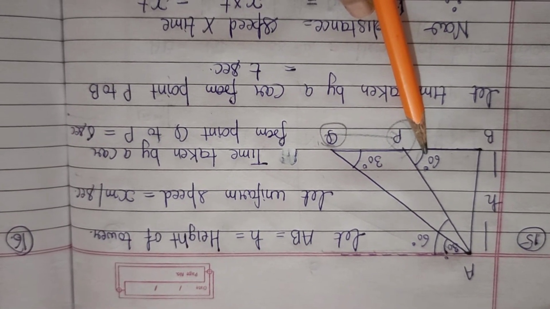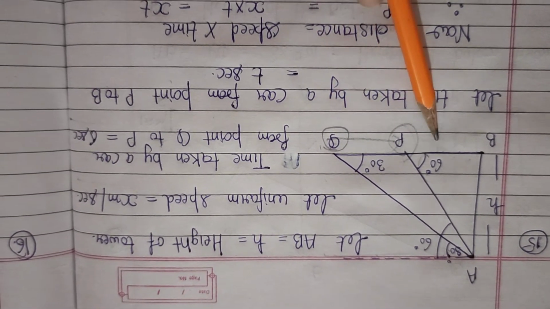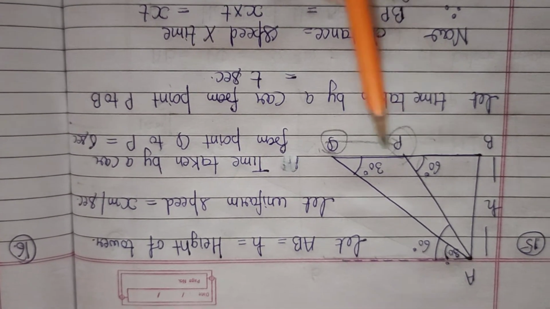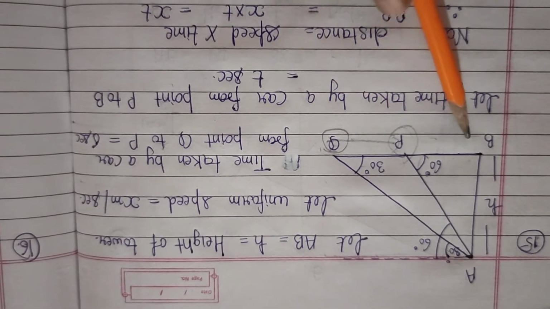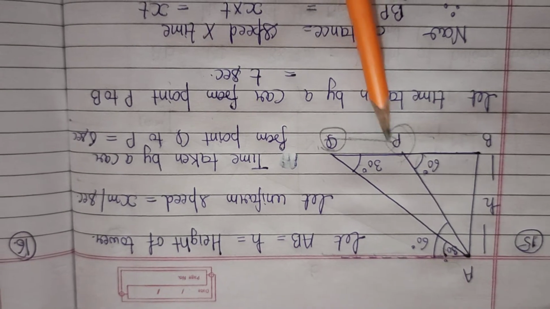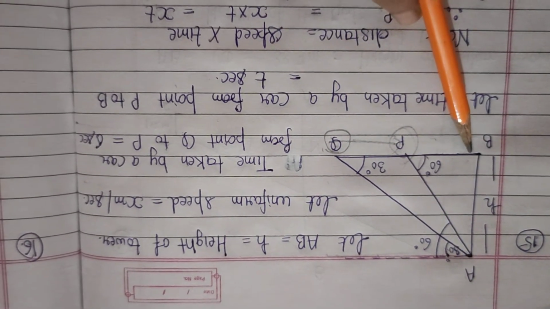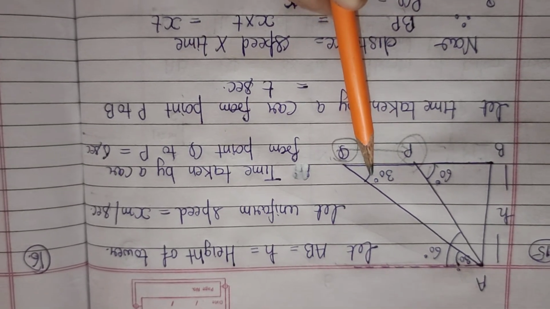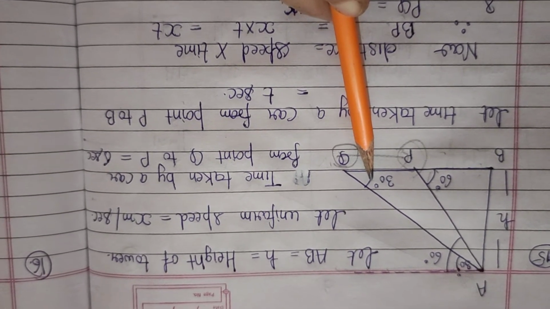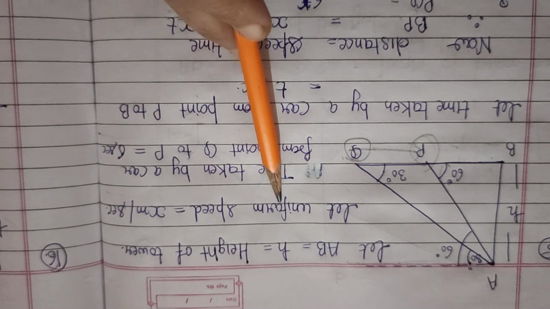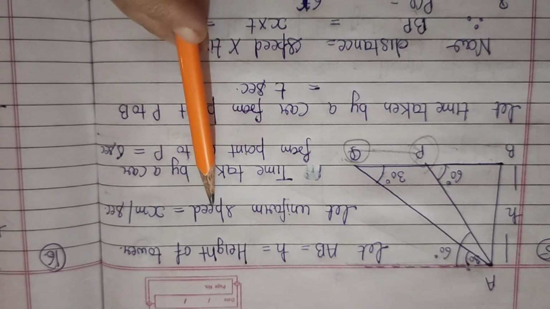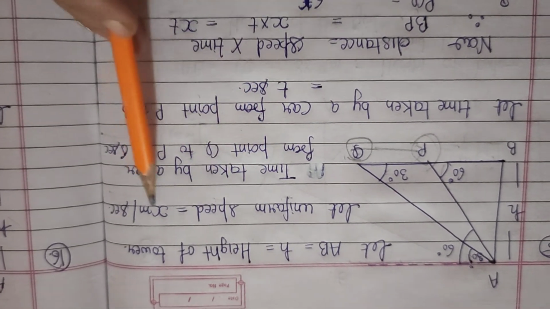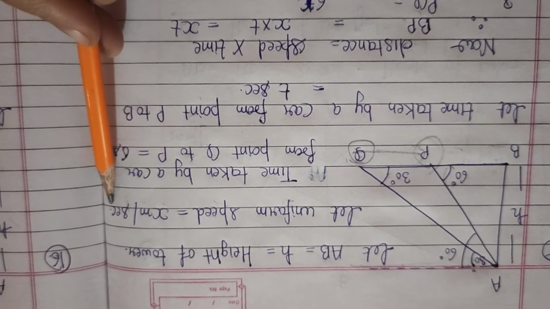And here what is the main thing? The distances are not given to us. Not PQ, not BP, not AB. No dimension is given to us. Only the angle of depression is given. And one more thing which is given, a uniform speed. Let us consider the uniform speed is x meter per second.